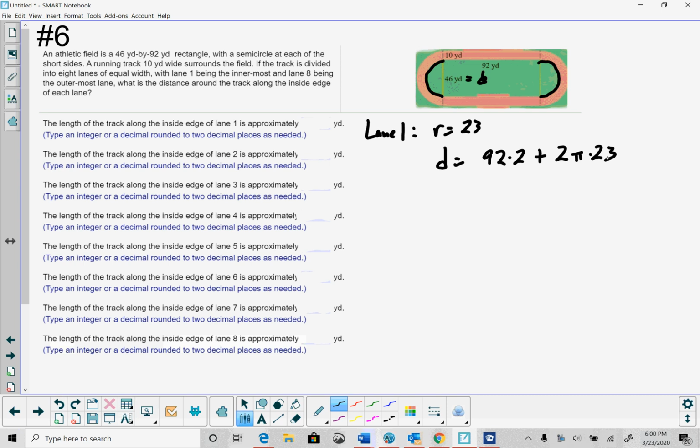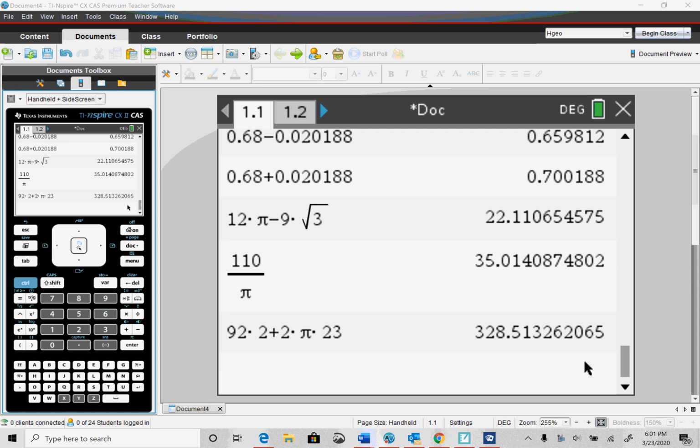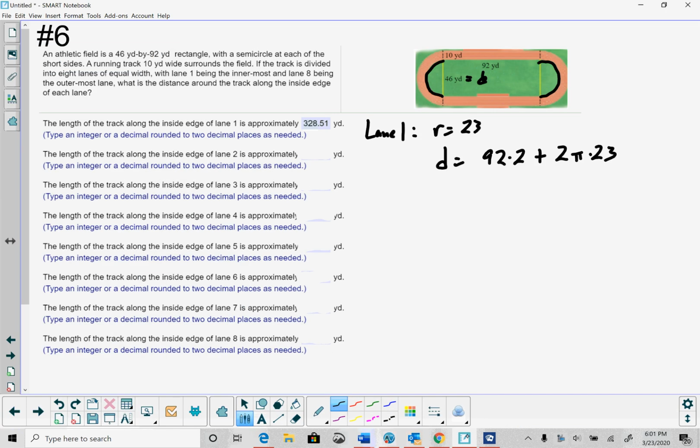Type an integer or a decimal rounded to 2 decimal places as needed. So again, you really don't have to do too much of that. I'll let the calculator, if we're going to round it off anyway, 328.51. I believe that matches up.